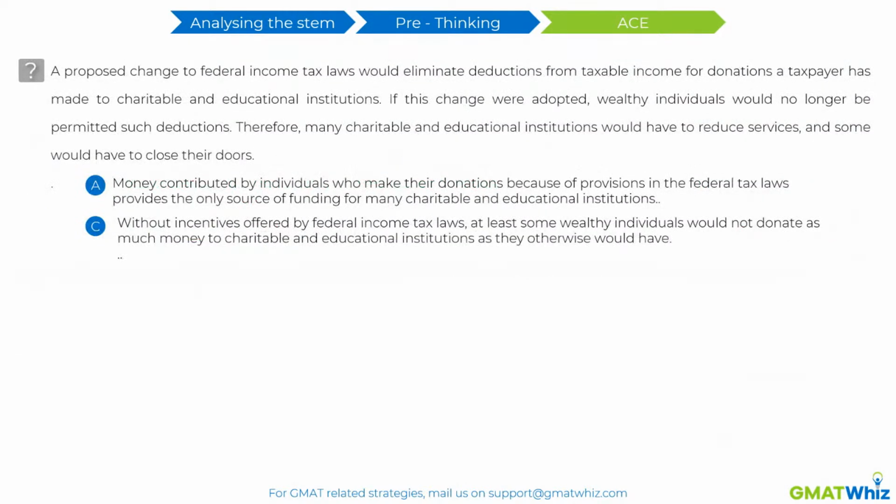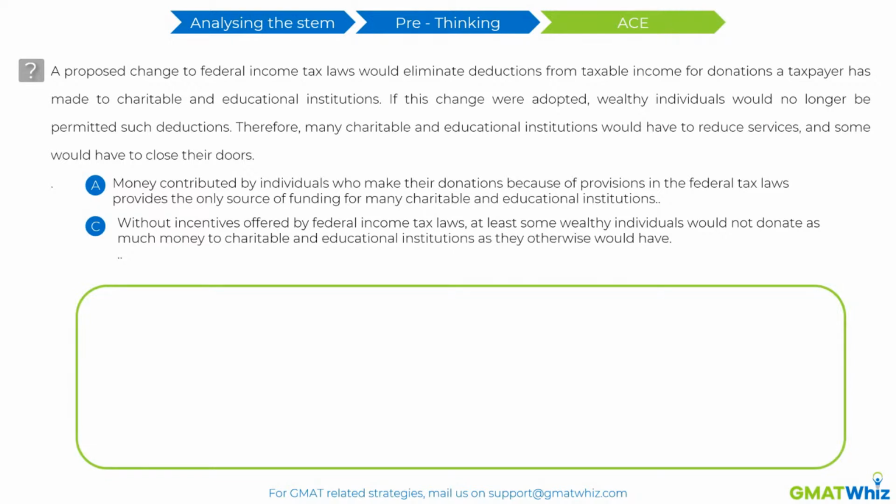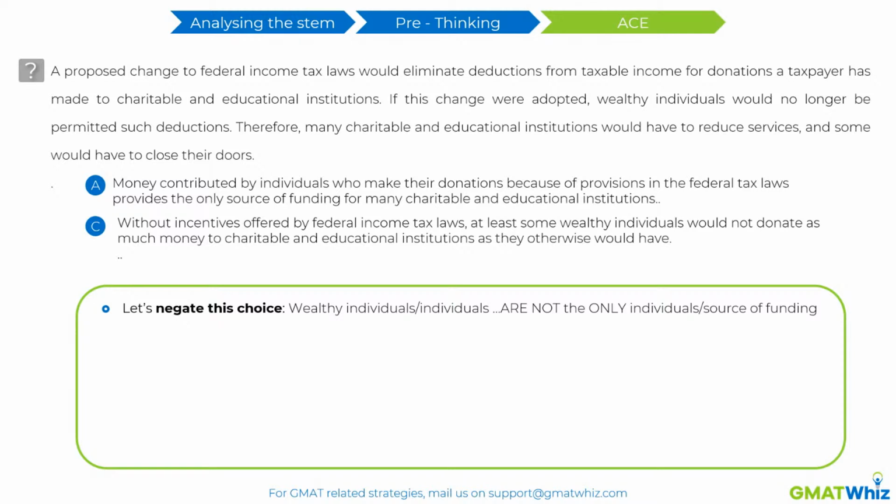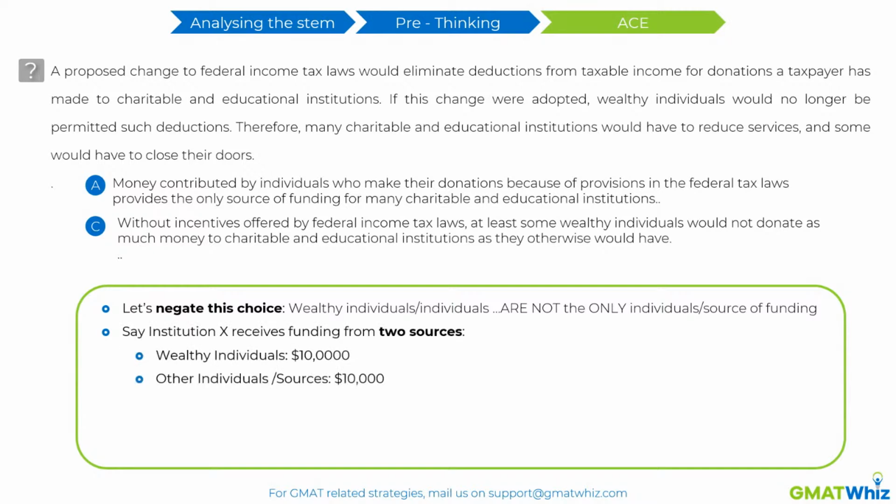Since this is an assumption question, I can easily try the negation technique here, right? I don't know how many of you all tried that. So let's do that. A says money contributed by individuals provides the only source. So if I negate this option, it will become wealthy individuals who make the donations because of provisions are not the only individuals. If they are not the only individuals, it means that, say there is an institution, it receives funding from two sources. Once I negate it, it means the institutions are receiving money from other sources as well.